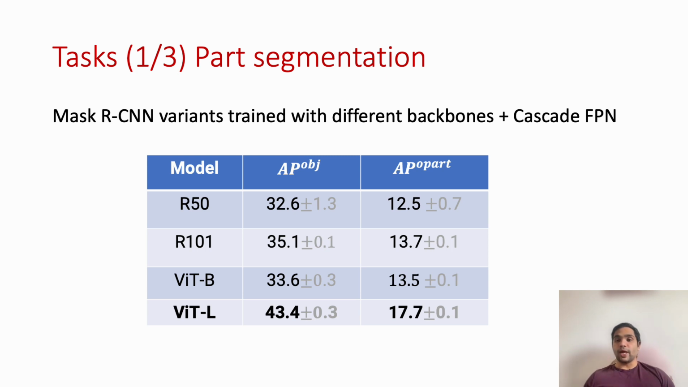Additionally, we provide baseline models by extending Mask R-CNN from object segmentation to object part segmentation. We benchmark this model with four different backbones. Here, we show the average precision for both object and object part segmentation. The models are also released on our website.